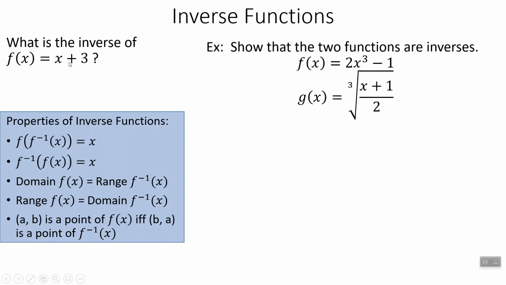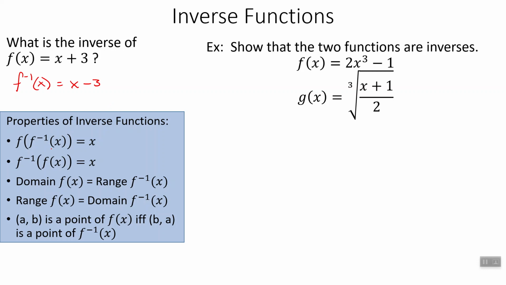So our function is x plus 3. So what's the opposite of adding 3 to something? Well, hopefully you said subtracting 3. So the inverse function, the function that would undo adding 3 to x, would be to subtract 3 from x.